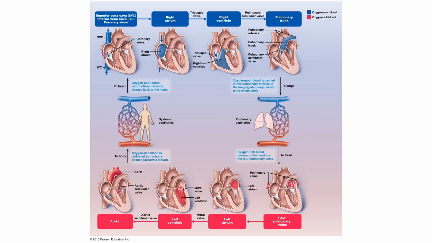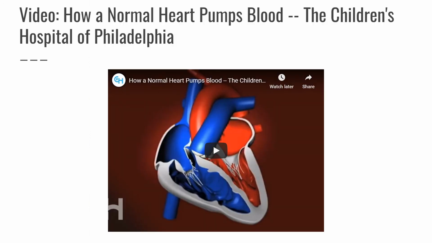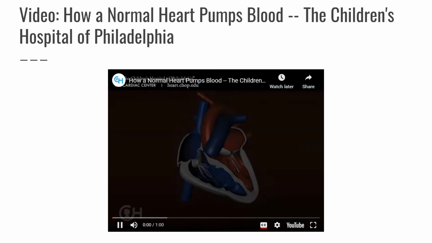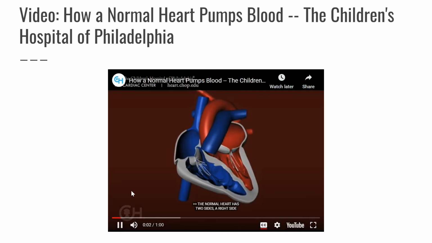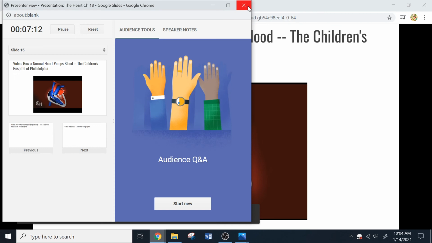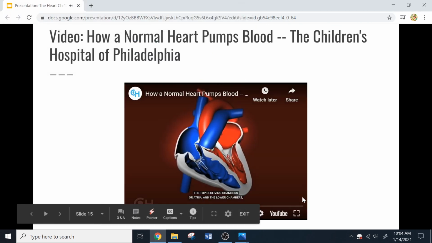And here's an overview of the pathway of blood through the heart that I was talking about earlier. And then I also have a couple of videos in here that I think you might enjoy. The normal heart has 2 sides, a right side and a left side, and 4 chambers, the top receiving chambers, or atrium.